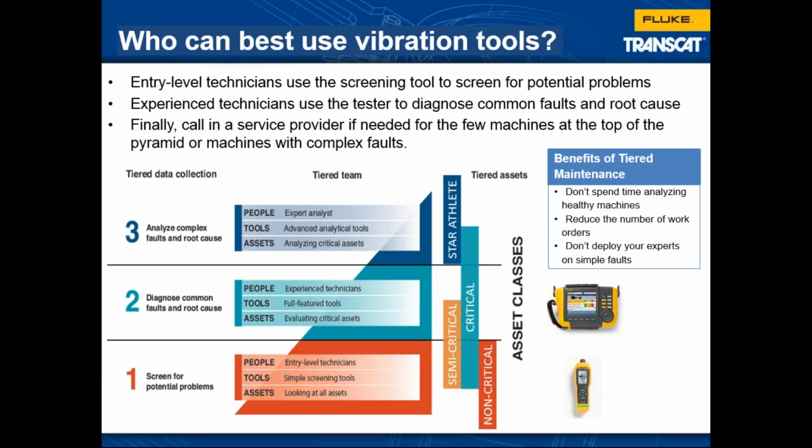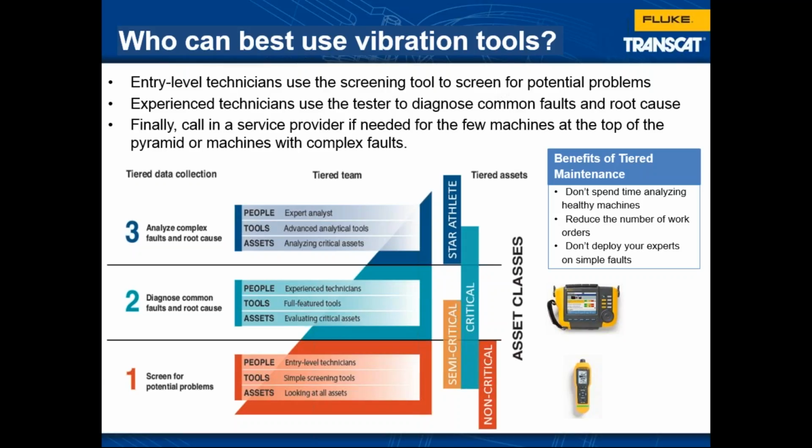So the benefit of tiered maintenance is we can reduce the number of work orders. We can have complete coverage of the machines in our plant, and not deploy experts on simple faults and simple machines. So use a tiered approach to cover all of our machines with dwindling resources.